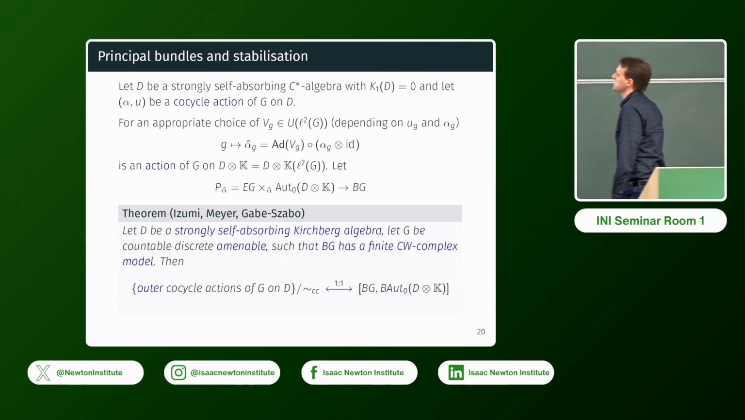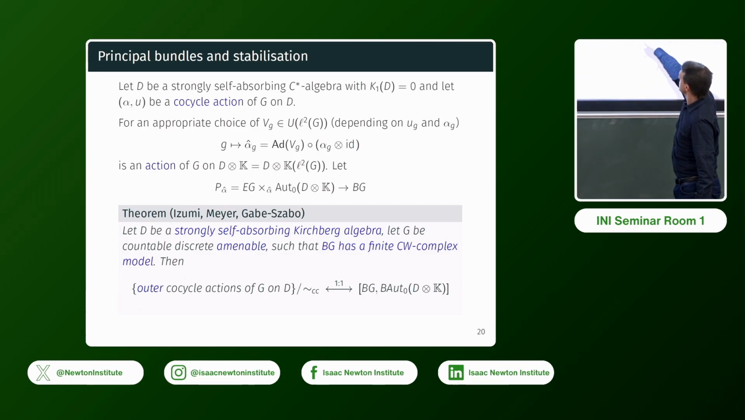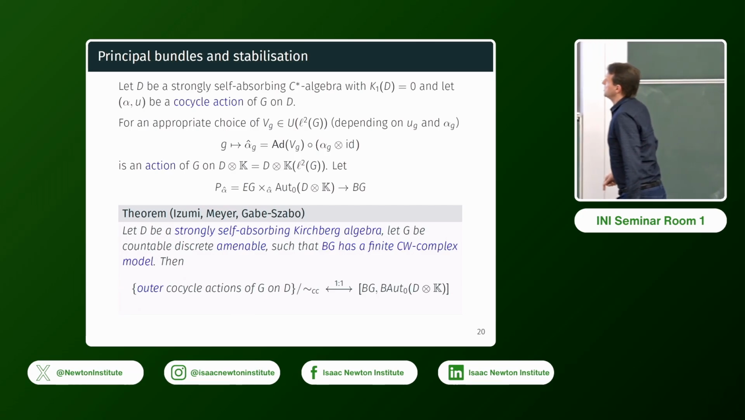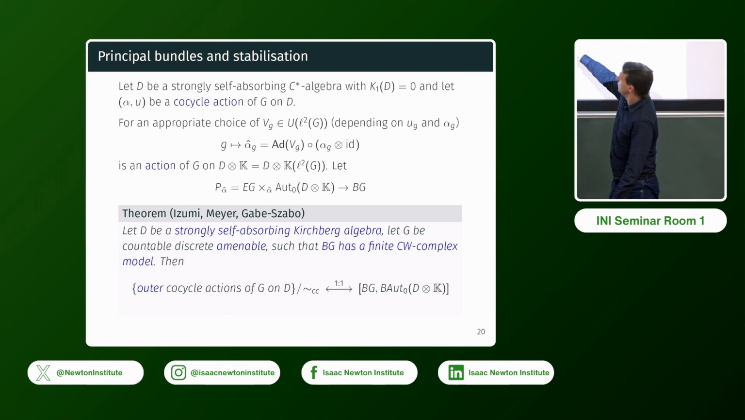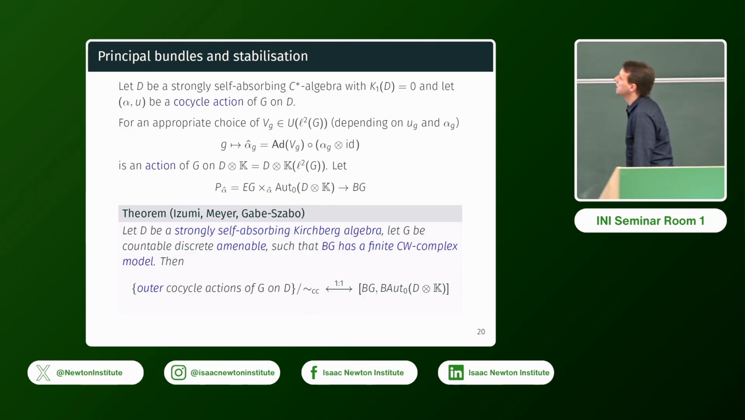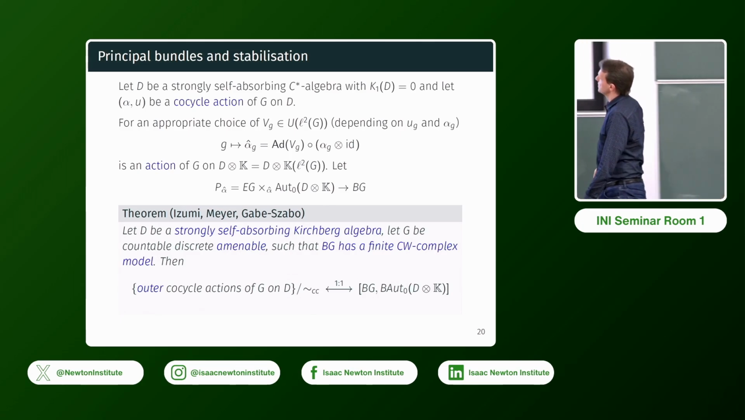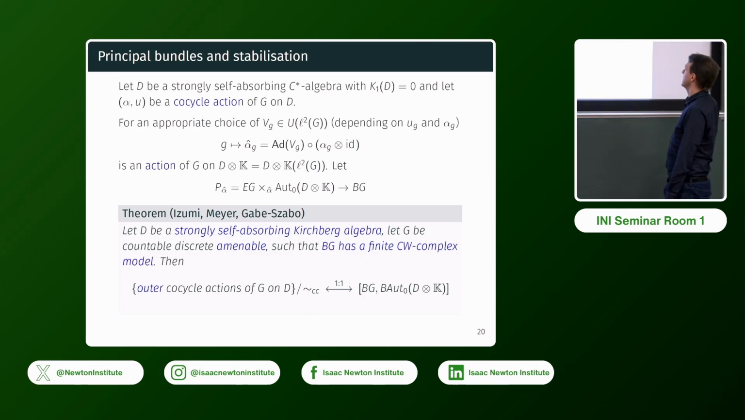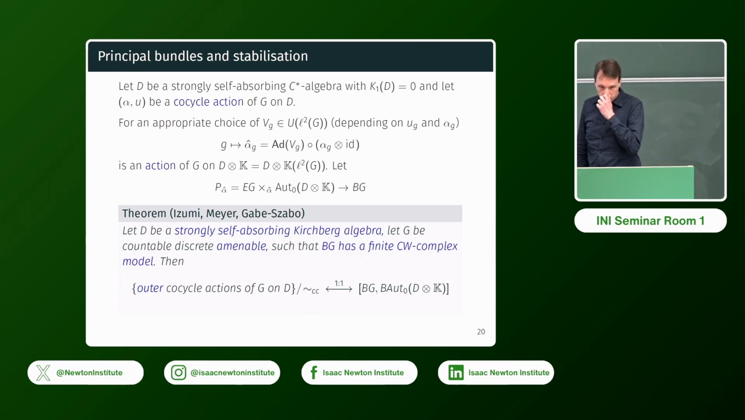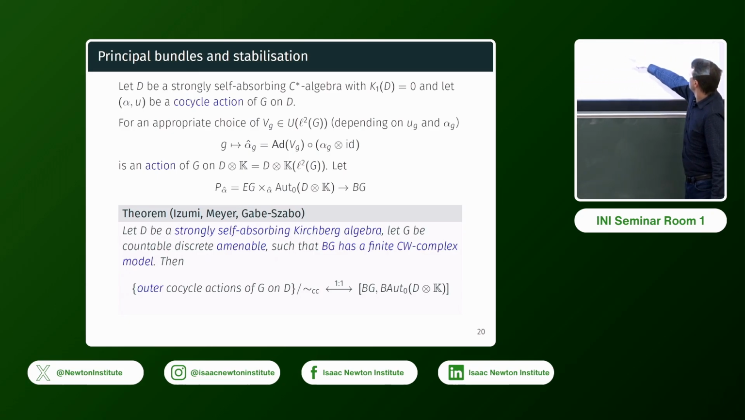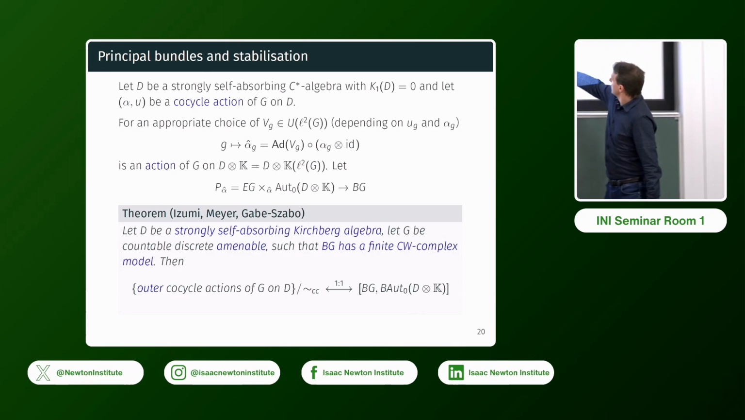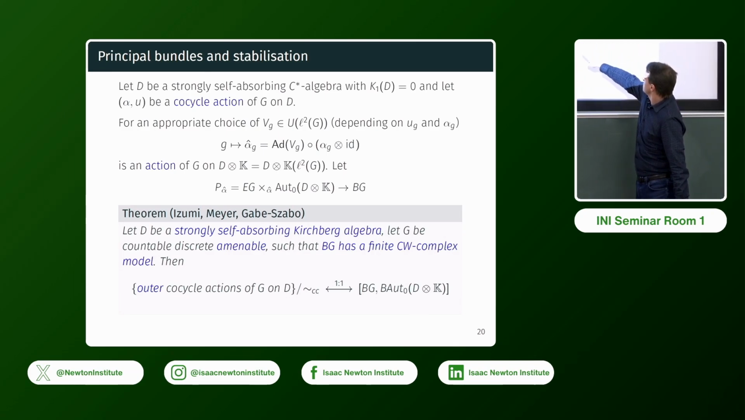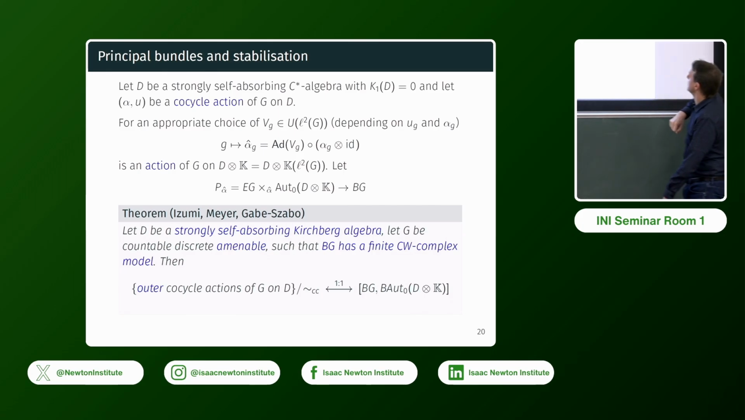So if I take one of those strongly self-absorbing algebras, and I also want it to be a Kirchberg algebra, I want G to be countable, discrete, and amenable, and I also want that BG has a finite CW complex structure. Then I can look at the outer cocycle actions of G on D up to cocycle conjugacy, and it turns out that these are in one-to-one correspondence with the homotopy classes of maps similar to the ones that we have seen before. This is the classifying space, and now it's the ordinary classifying space of the automorphism group, where you pick the identity component of the algebra D tensor K, so you have stabilized things.